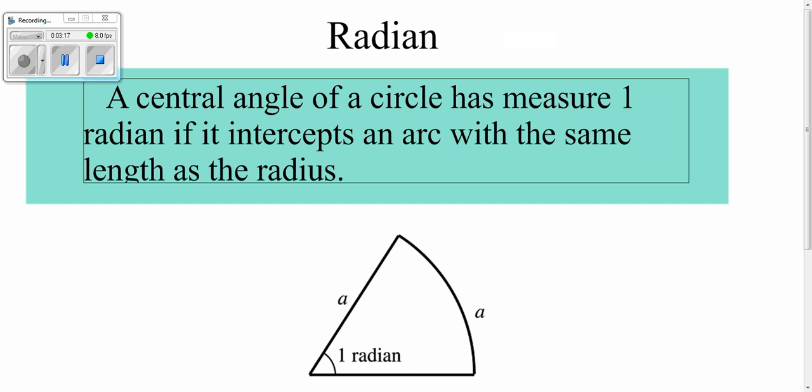Remember that radians is another unit of measure to measure an angle, just like you can measure distances in inches or centimeters or feet, or whatever. You can measure angles in degrees and in radians.